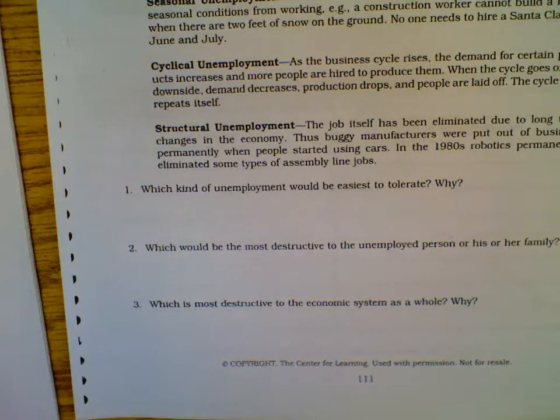But number one, which kind of unemployment would be easiest to tolerate? And that would be the frictional unemployment, because that one is voluntary in most cases. It's usually their transition from college students to the workforce, or a stay-at-home mom going back into the workforce, or voluntarily leaving one job to move to another job. So that one is the easiest to tolerate.